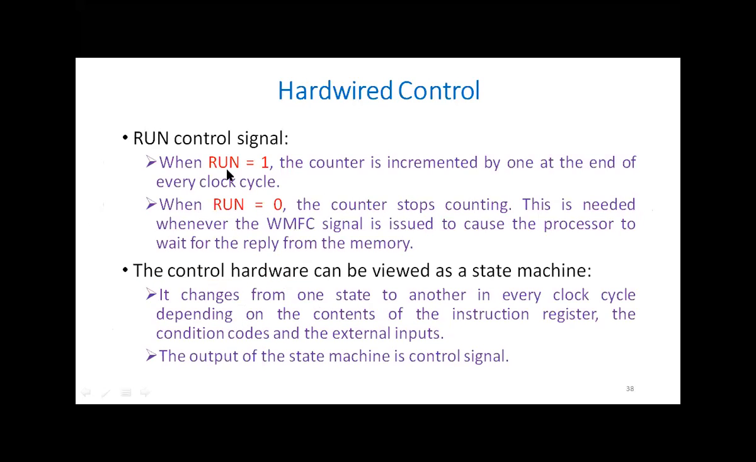Okay, so this run signal I just explained in the previous slide: when this run is 1, then the step counter value is implemented, and when this run is 0, this step counter value is not implemented.